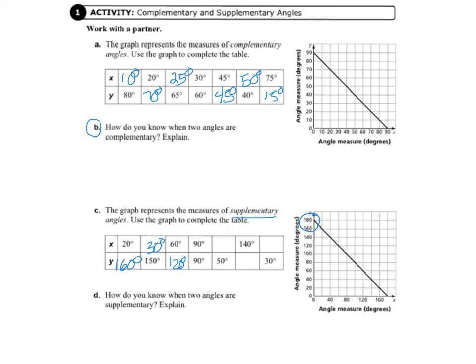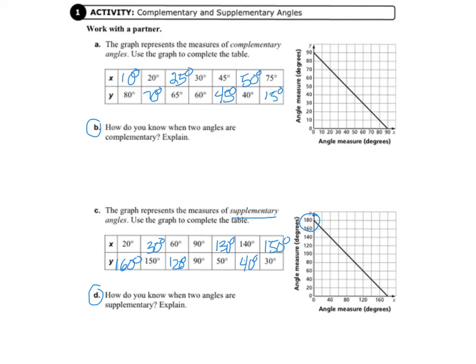If y is 50, then x is 130 degrees. If x is 140, then y is 40. If y is 30, then x is 150 degrees. And we're leaving letter D. We left letters B and D because that is your assignment for this lesson.